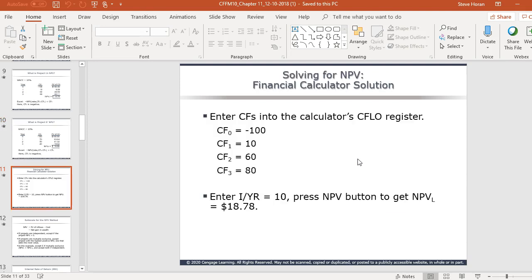Okay, and of course they show us the calculator portion of how to do this too. I'm not too worried about that. We're going to use Excel to do that for us.